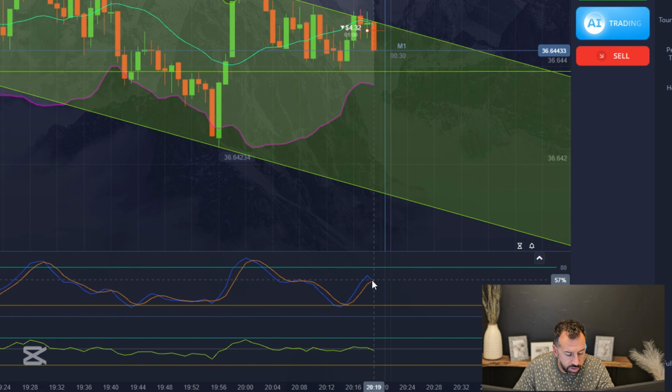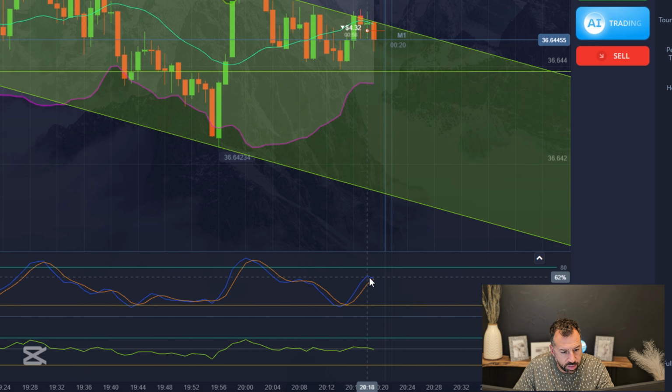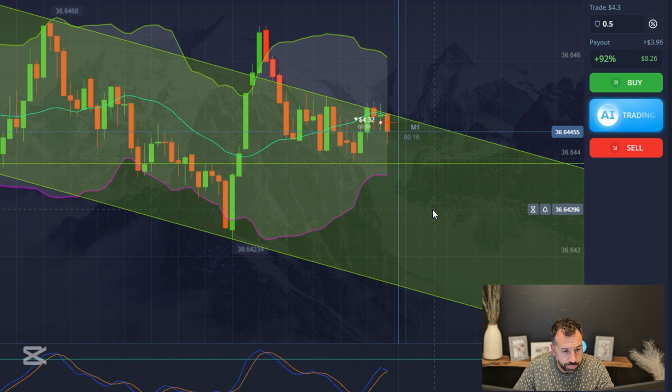Okay, if we look down here, our RSI is pointing downwards, which is good. Our blue line shows we're about to cross over the red. Once this crosses over the red, this is a really good indicator that we are moving down. And sometimes you can jump in a little bit too soon.